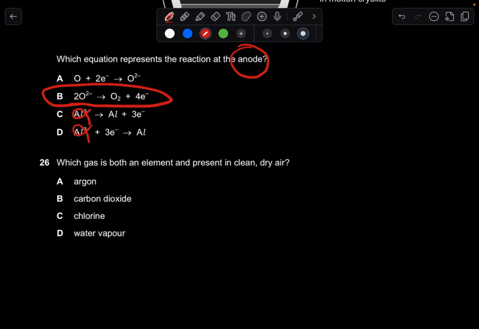Okay, which gas is both an element and present in clean dry air? This one is an element. This one is also an element, but it is not present in clean dry air. Chlorine is a toxic gas. If you inhale chlorine, you're going to die.